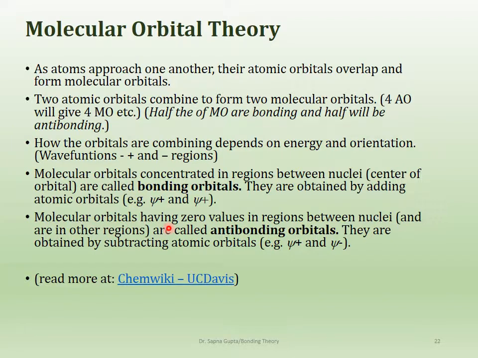And then the molecular orbitals that have zero values, which means they have hardly anything in between the nuclei, which is the center of the atomic orbital, are called the antibonding orbitals, and they are usually formed by subtracting atomic orbitals. So bonding molecular orbitals are formed by adding, and the antibonding are formed by subtracting. The way I look at it is that when you form bonding orbitals, you usually have like kinds of wave functions, and when you have antibonding, you have the opposite kinds, and that's why you're subtracting.